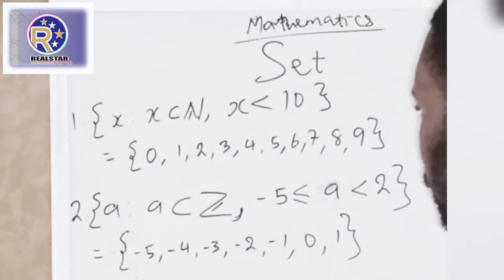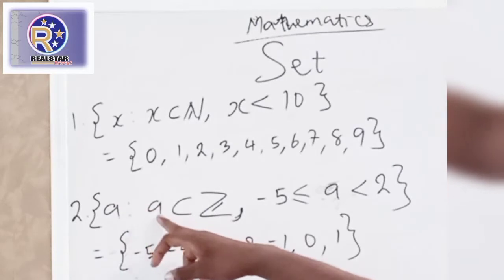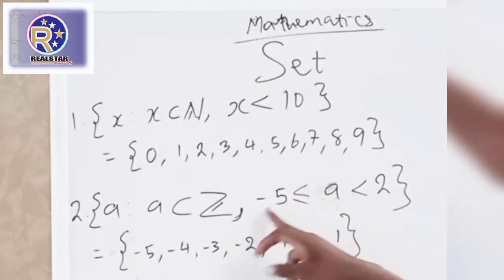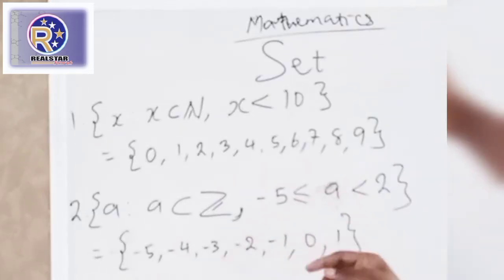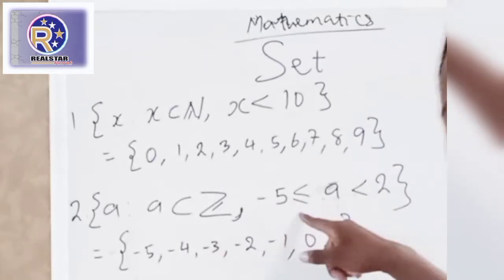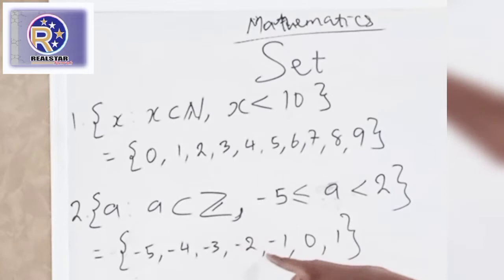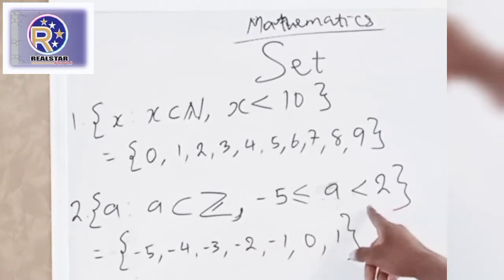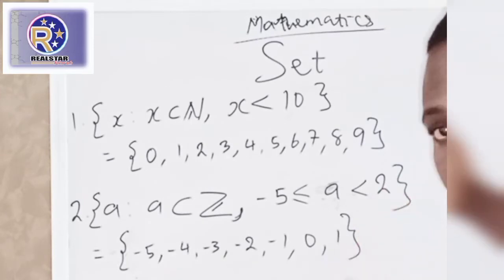Then let us look at this one. This is a set such that you have a such that a is contained in integers, and a is greater or equal to -5 but less than 2. What are the integers greater or equal to -5? You have -5 itself, then -4, -3, -2, -1, 0, then 1. You can't add 2 because this one is less than 2. I believe you understand that.